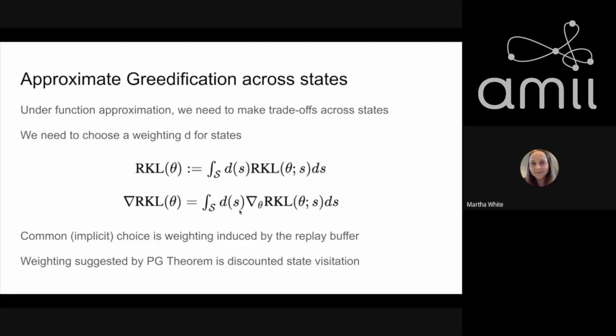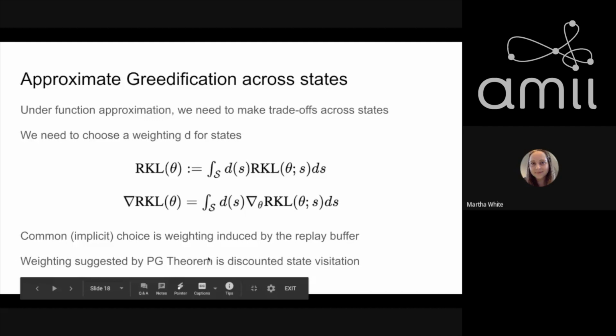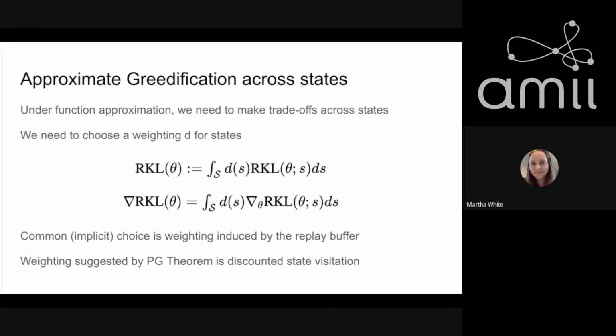But I do think we need to ask ourselves, what's the right choice for D? What would be a good choice for D? And is that the right choice for D? Arguably, the weighting suggested by the policy gradient theorem is actually to use a discounted state visitation instead.